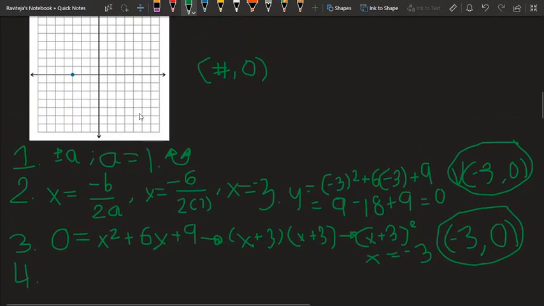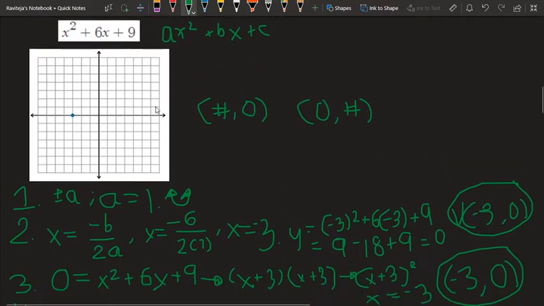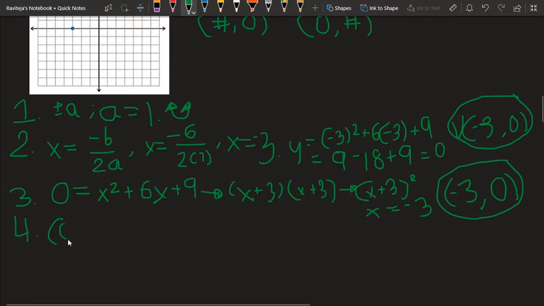The y-intercept is just the point of a graph that's on the y-axis, which means that the x value will always be 0, but the y value will be a number. To find the y value for your y-intercept, all you have to do is plug in 0 for your x's in your quadratic equation. So if we do that, we get 0 squared plus 6 times 0 plus 9, which just equals 9. So that means our y-intercept for this problem is just 0, comma 9.